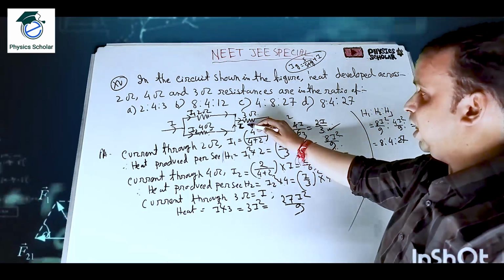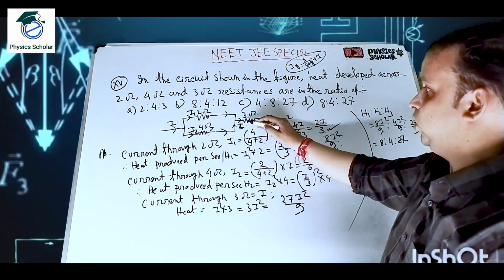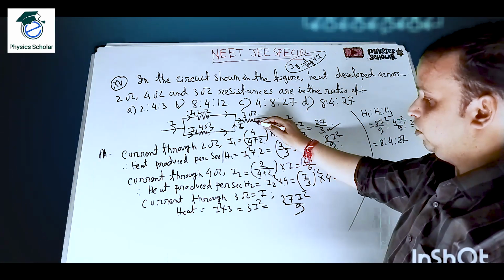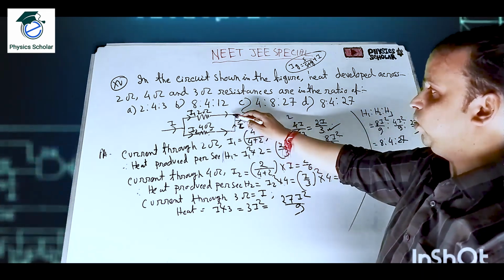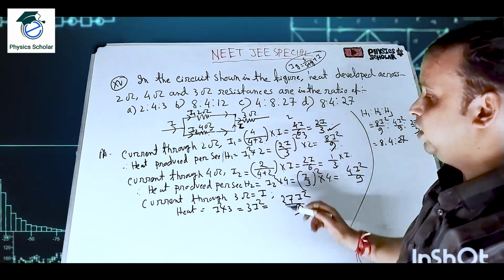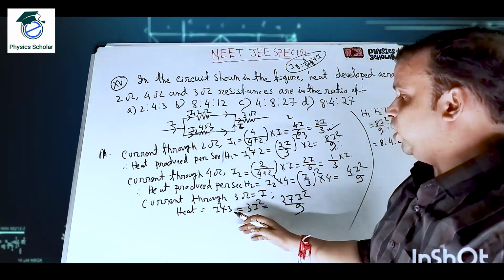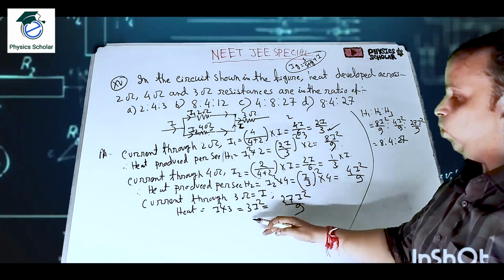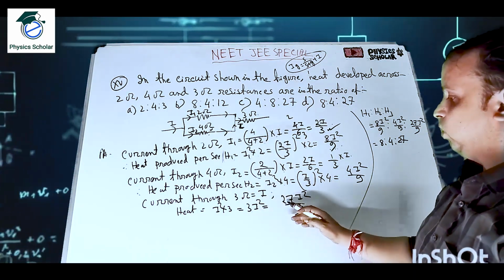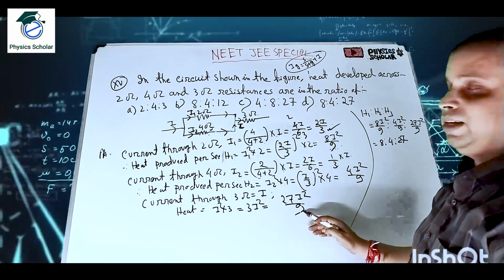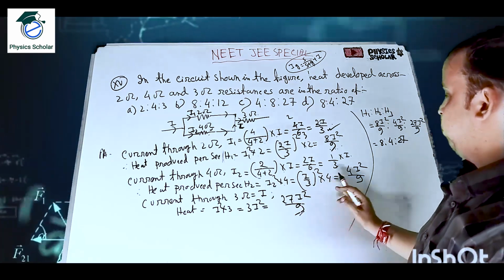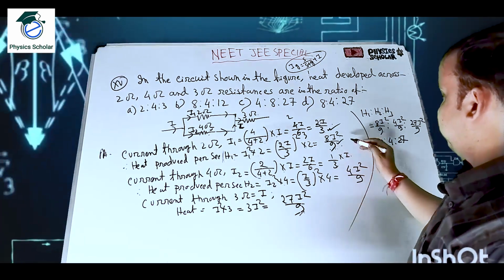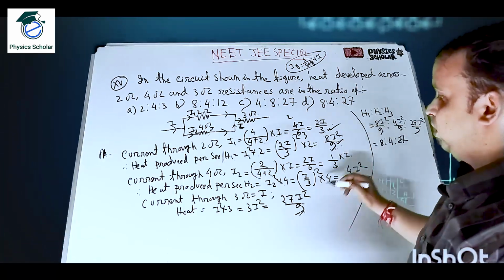Now the main current I: the current through the 3 ohm resistor will be I only. Clear? Because I1 and I2 join over here and it is I. So the heat is equal to I square into R, so 3I square. We multiply both numerator and denominator by 9, so it will be 27I square by 9. Why have we taken 9 here? Because the denominator of the other two, H1 and H2, is 9.